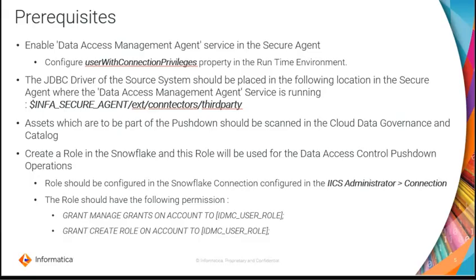Assets which are to be part of the pushdown should be scanned and cataloged in Cloud Data Governance and Catalog. Create a custom role in Snowflake, and this role should have the following permissions: the role should be granted manage grants on account, and the role should have create role permission on the account. And this role should be configured in the IICS administrator connection.